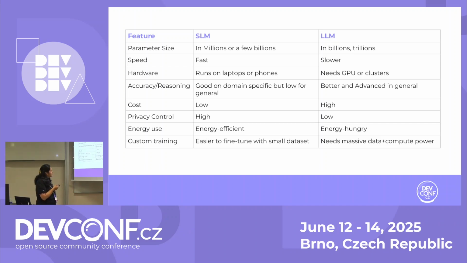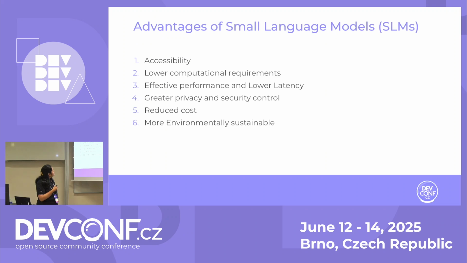Energy use, like I mentioned, since the training is easy, it's energy efficient, and the LLMs are energy hungry. Custom training, it's easier to fine tune with a small data set, and this one needs massive data and compute power. Just quickly proceed. So yeah, the advantages of small language models are pretty much the same as what we went through.